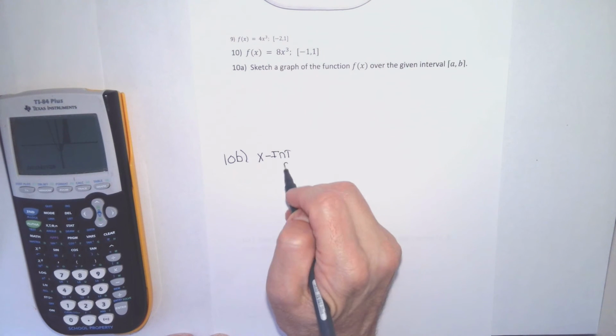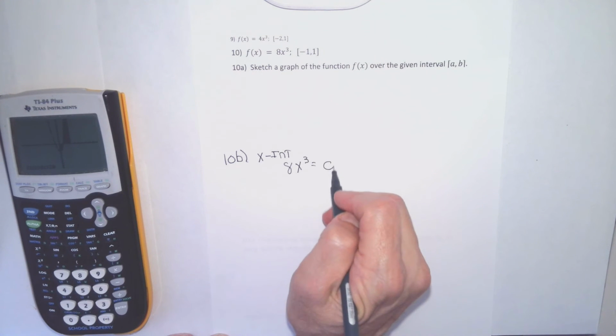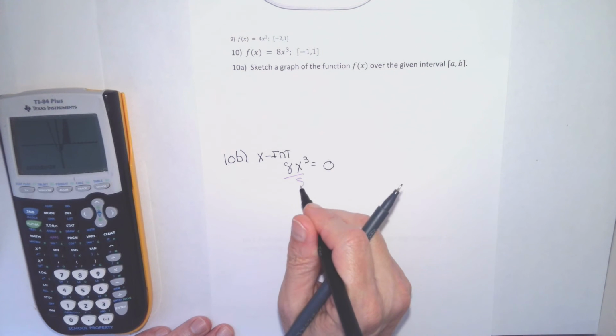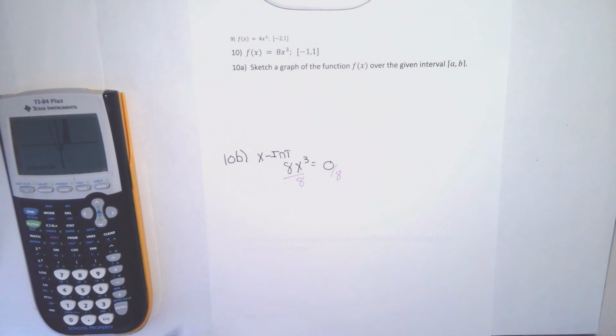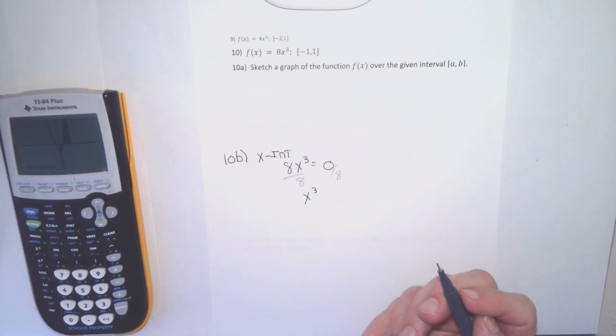I find an x-intercept by taking the function and setting it equal to 0. For this one, I'm going to cube root to get it solved. I'm going to divide by 8, and that gives me x cubed on the left side because the 8's cancel.